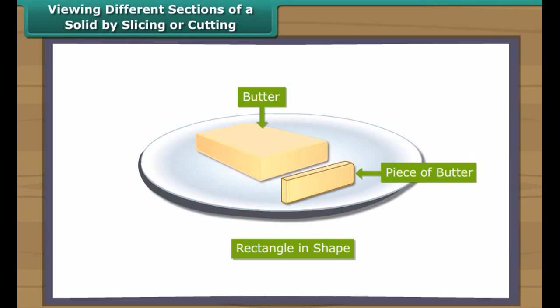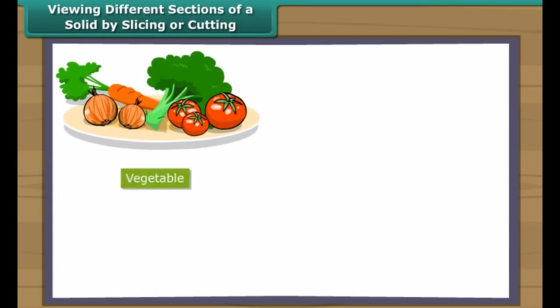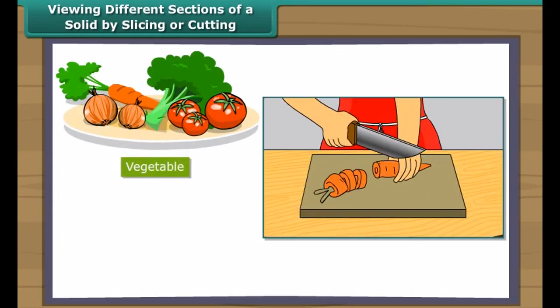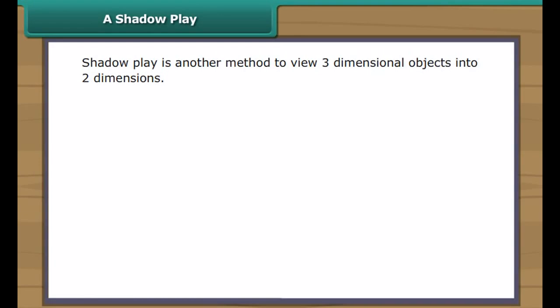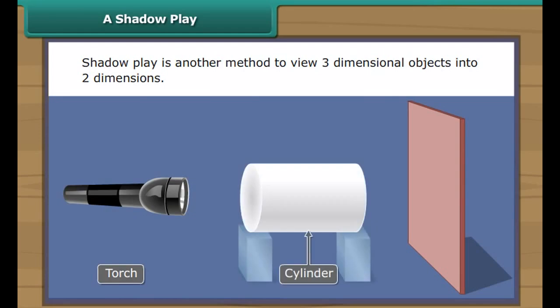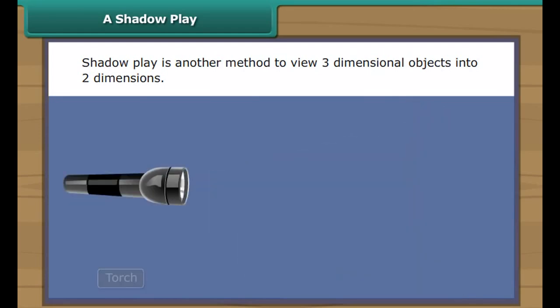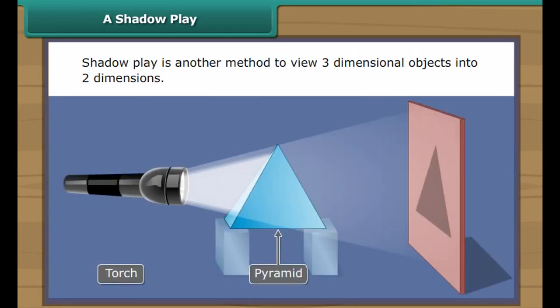Let us see some of the objects through this method. Now we cast a shadow of a cylinder. Now we cast a shadow of a pyramid. There can be multiple answers because of different arrangements. A third way is by looking at the objects from certain angles to get different views. We can look at the object by just standing in front of it and from the side and top as well. Let us see some of the objects through this method.